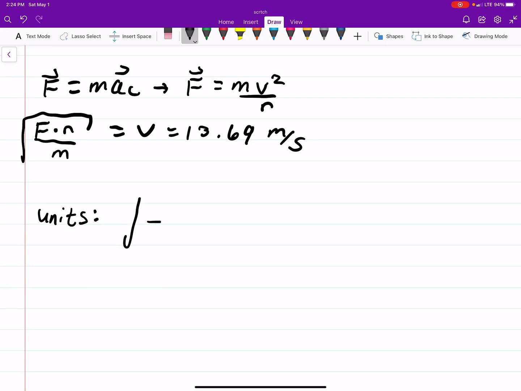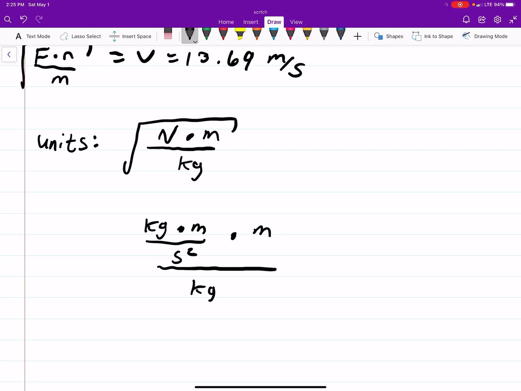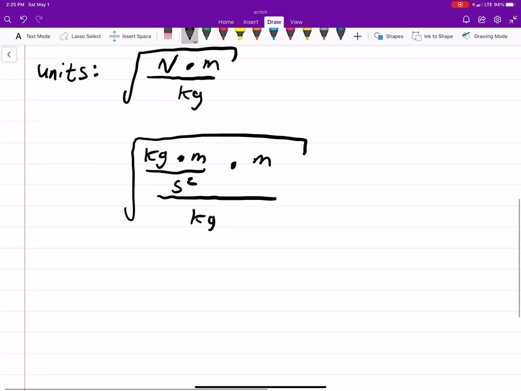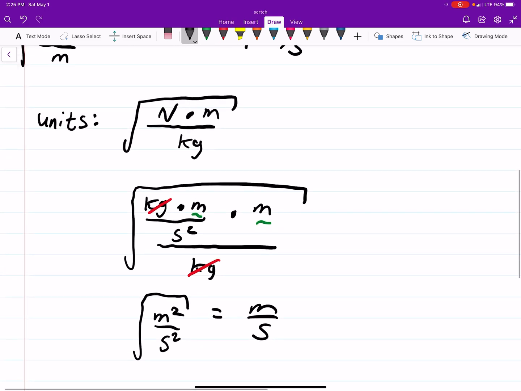So let's just look at the units so we make sure that we're okay with everything. So we have the square root of a Newton times a meter per kilogram. But a Newton is really a kilogram times a meter per second squared times a meter divided by a kilogram. This is all under the square root. Well, this kilogram and this kilogram will cancel, and these are being multiplied. So you get meter squared per second squared, square root, or meters per second, which are the units we want for velocity. So I was just showing you that to see that the units do work.